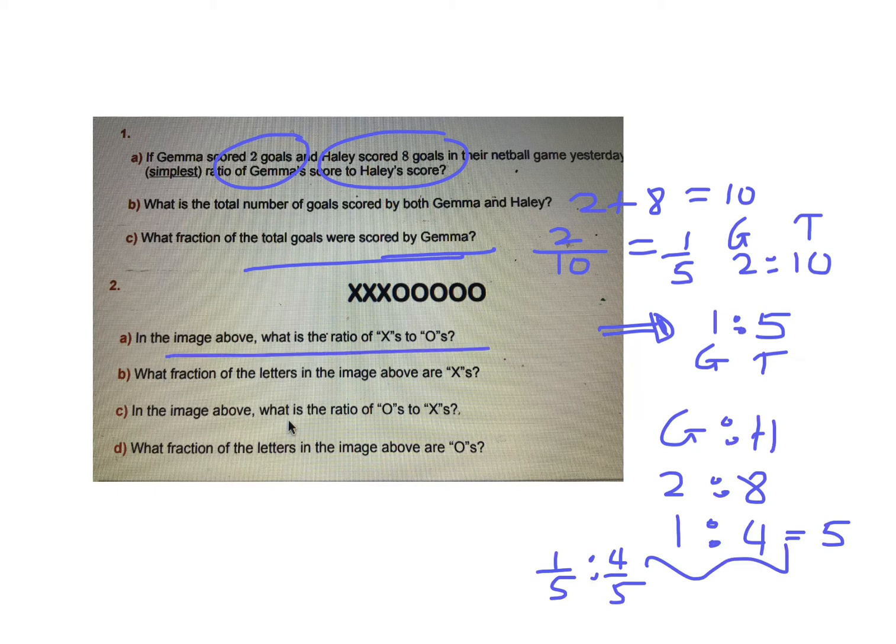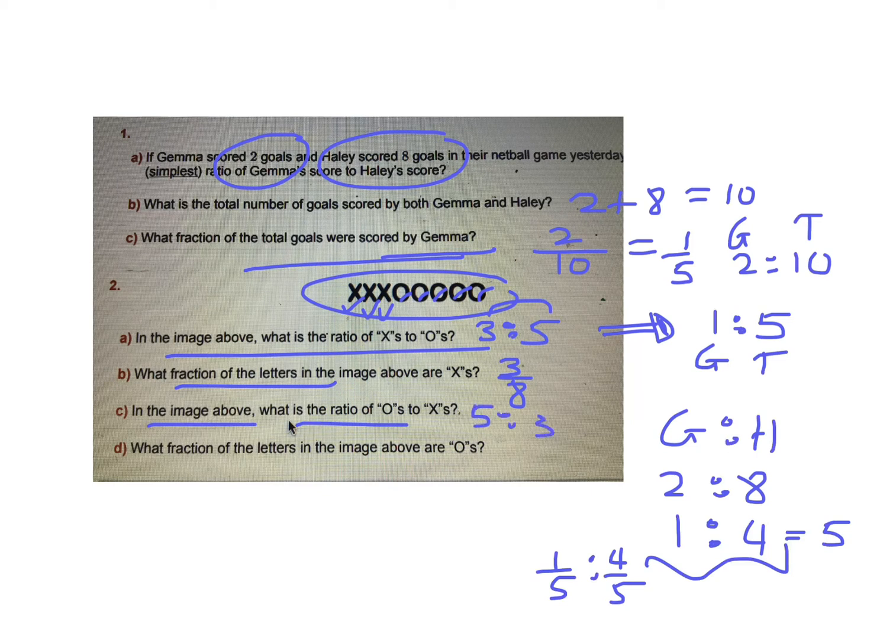Okay, so with the x's, we have 1, 2, 3 x's, and 1, 2, 3, 4, 5 O's. So that would be 3 to 5. What's the fraction of letters in the image that are x's? So it'd be 3 out of 8. Because you notice the 3 plus 5 make 8. What is the ratio of O's to x's? So that's 5 to 3.